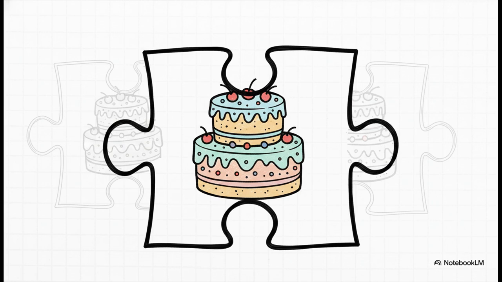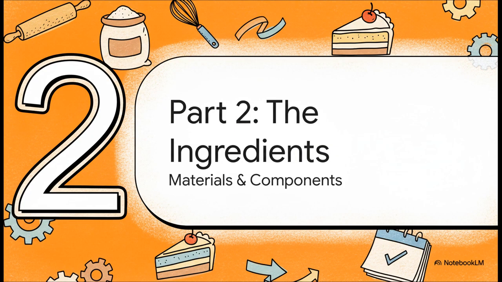So, to keep things simple, and let's be honest, a lot more delicious, we're going to use one single example for this whole explainer. Our production goal is this. We're going to bake a beautiful, multi-layered cake. And just like that, one piece of our puzzle is solved. All right, so we know our goal is to bake a cake.